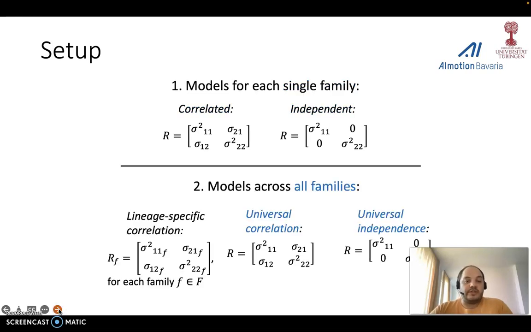We do the same comparison for models across all families to compare universal correlation with universal independence. And here we also compare the universal correlation with a third variant, where we assume lineage-specific correlations only by assigning a separate matrix R to each family in the cross-family model to test if universal correlations are actually more likely than the lineage-specific models.